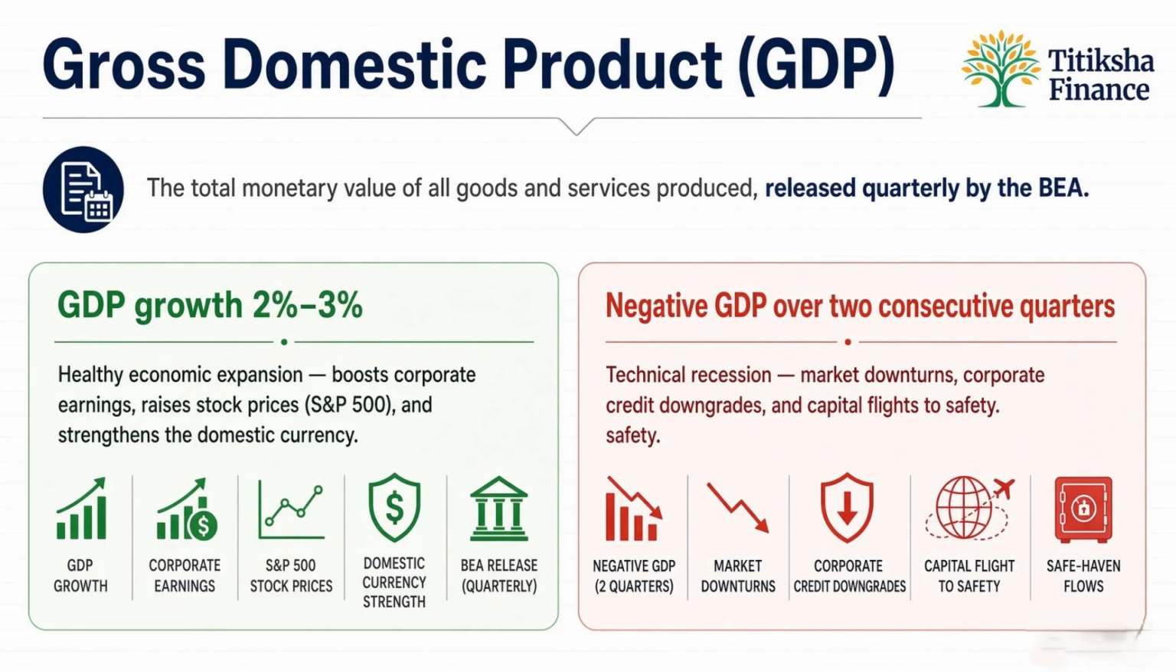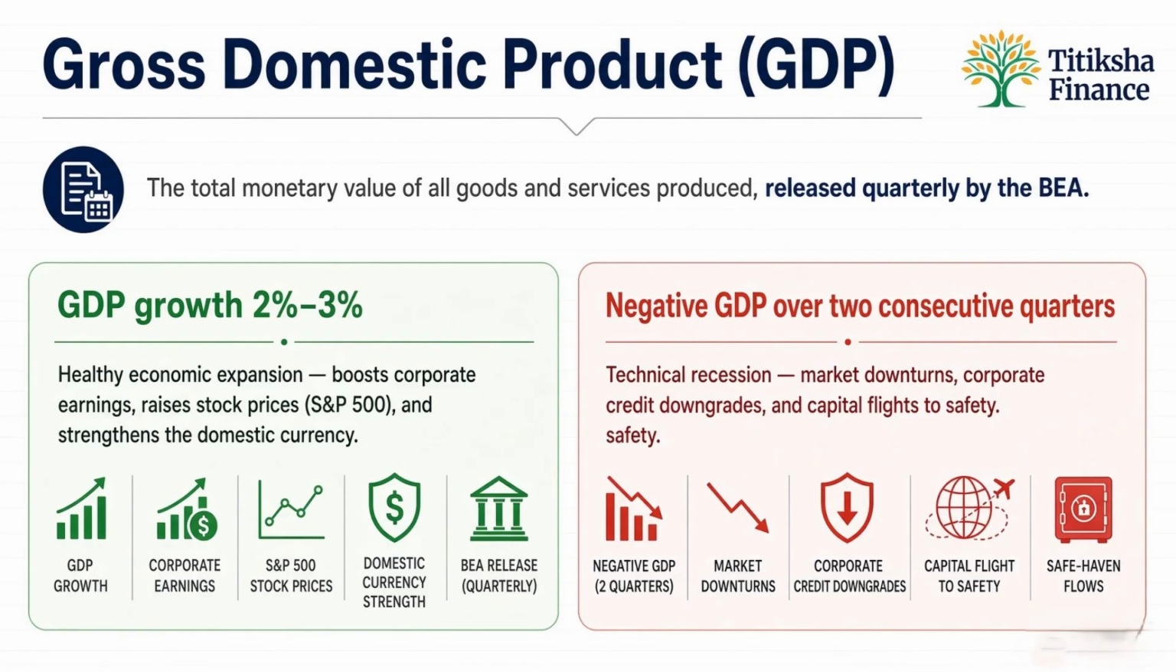Gross domestic product, or GDP. The total monetary value of all goods and services produced, released quarterly by the Bureau of Economic Analysis, or BEA. To understand the impact of it on market, GDP growth coming in between 2% and 3% reflects healthy economic expansion, which boosts corporate earnings, raises stock prices, and strengthens the domestic currency. Negative GDP growth over 2 consecutive quarters defines a technical recession, triggering market downturns, corporate credit downgrades, and capital flights to safety.